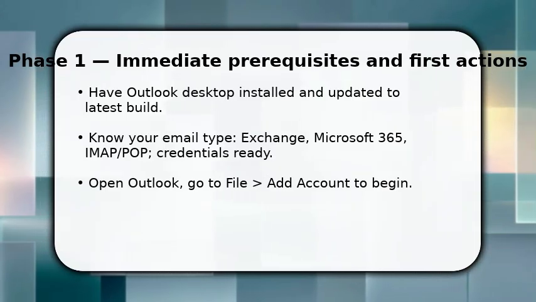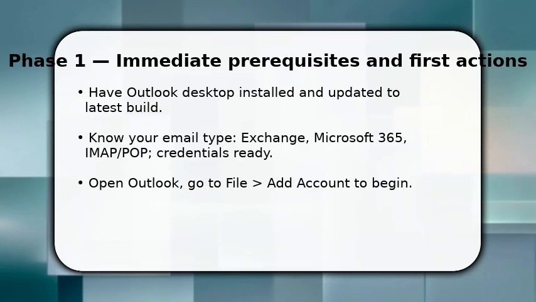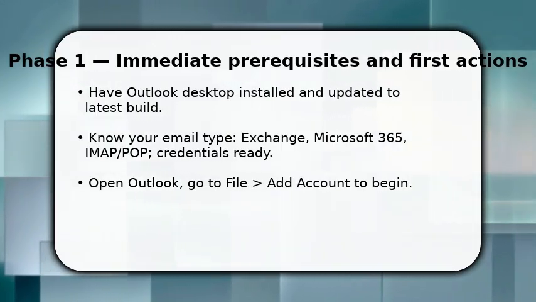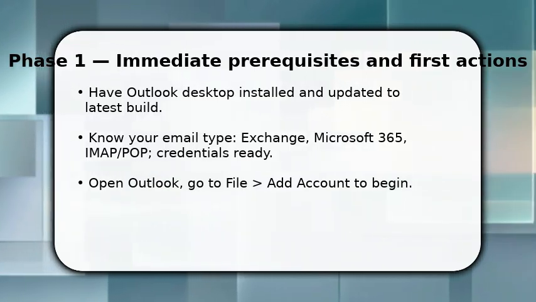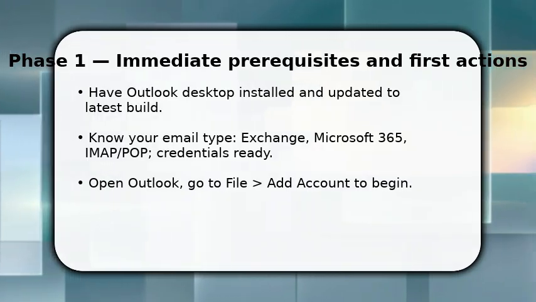Enjoy the video. You already have Outlook and your account details. Now add calendar access. First, open Outlook and click File, then Add Account. This kicks off automatic setup. If your account is Microsoft 365 or Exchange, Outlook will detect calendar services and sync permissions. That makes events appear automatically.